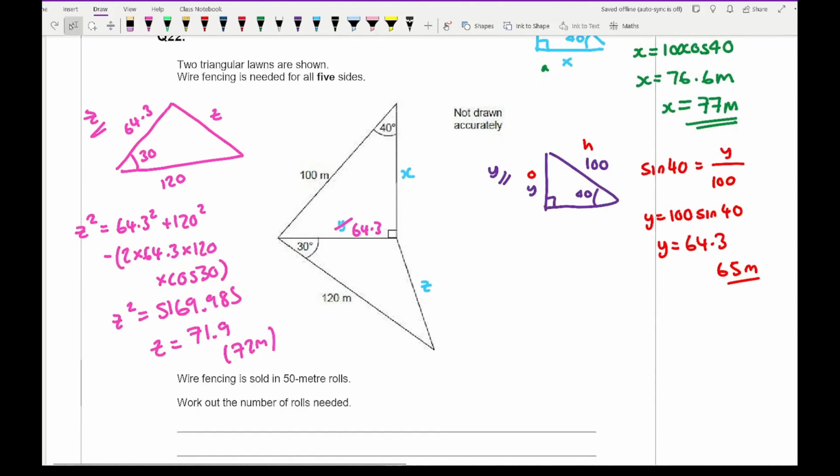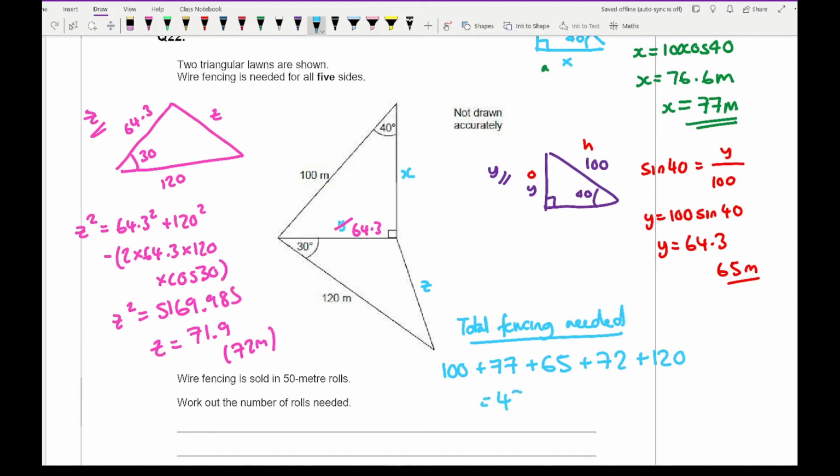So looking at the fencing, the total amount of fencing needed is all of those 5 sides added together. So I've got 100 plus 77 plus 65 plus 72 plus 120. If I add all of that up, that comes to a total of 434 meters rounded.